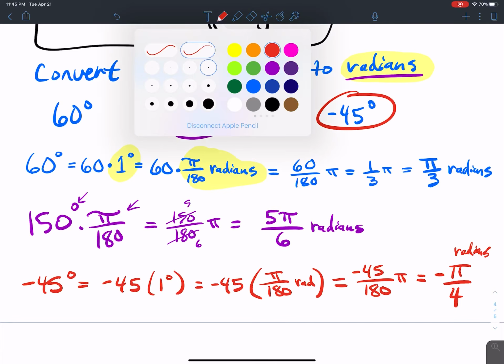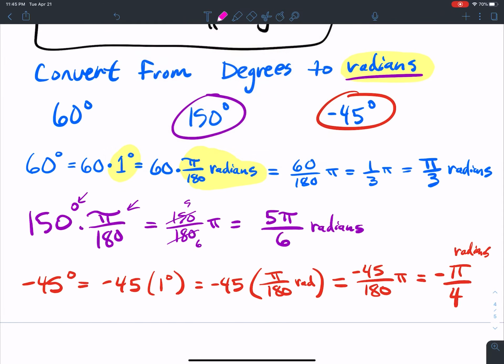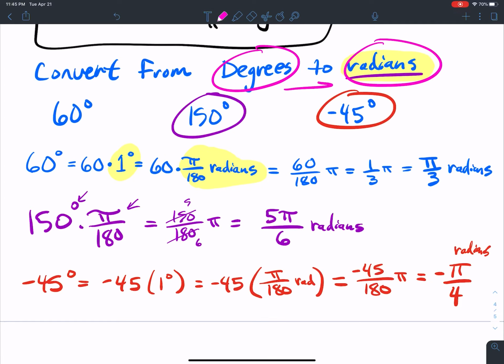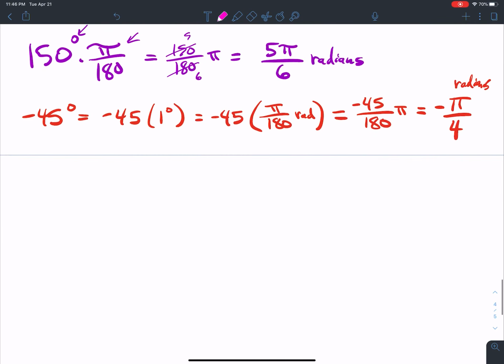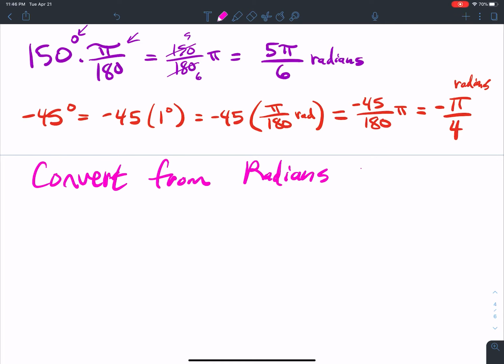Cool. Now that we've converted from degrees to radians, we're masters at that. Let's go the opposite way. Okay, so let's convert from radians to degrees. So we're going from radians to degrees.